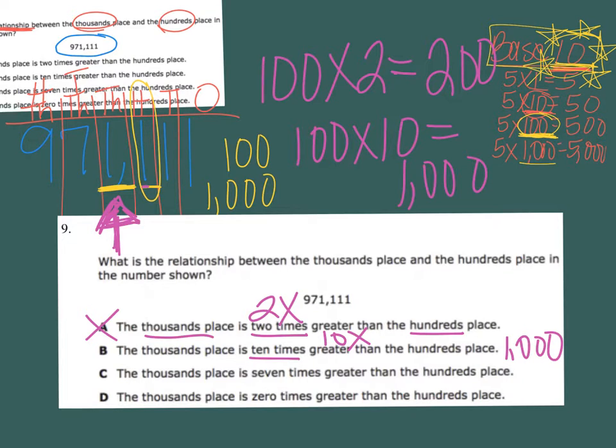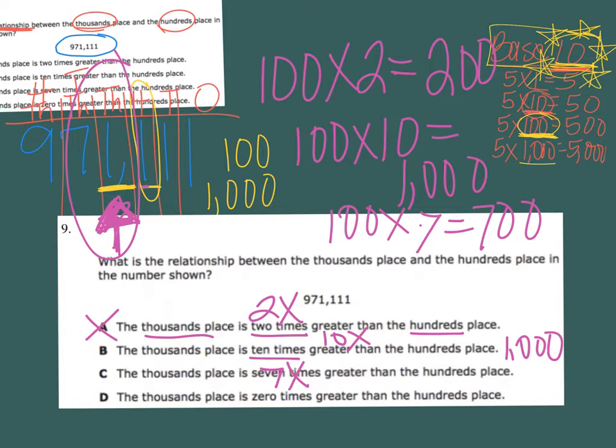The thousands place is 7 times greater. Okay, so then that means 100 times 7 gives me 700. Does this show 700 in my thousands place? No. So that doesn't make any sense. That only gives me 700, so wrong.